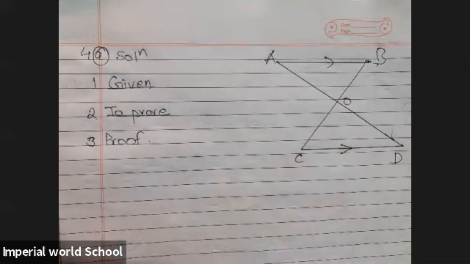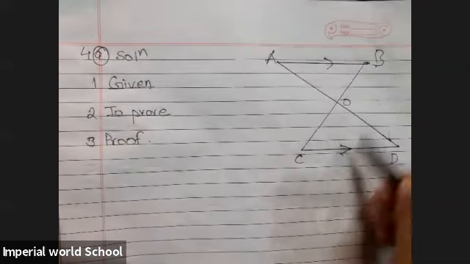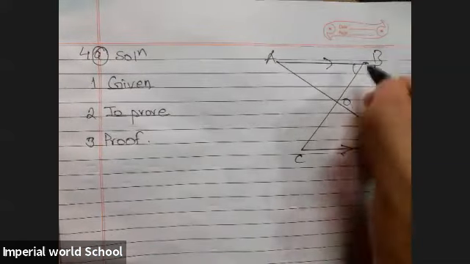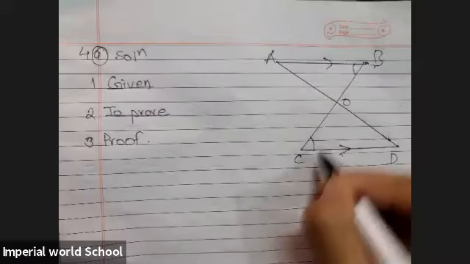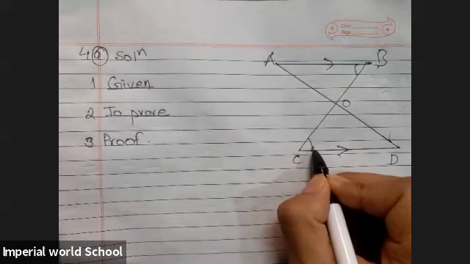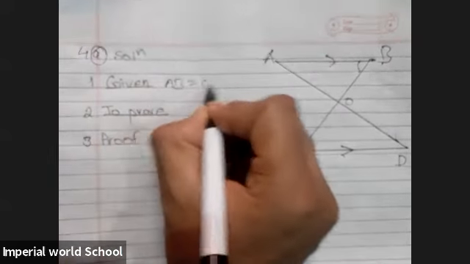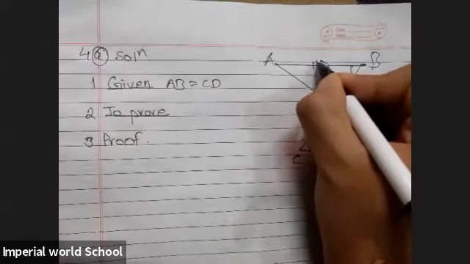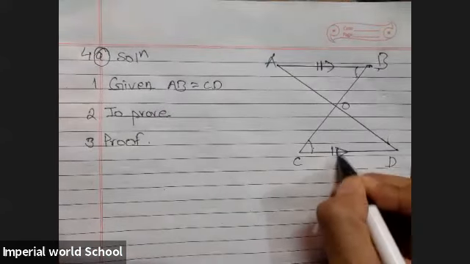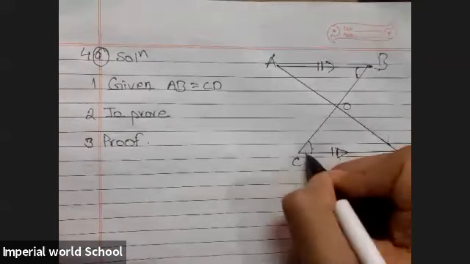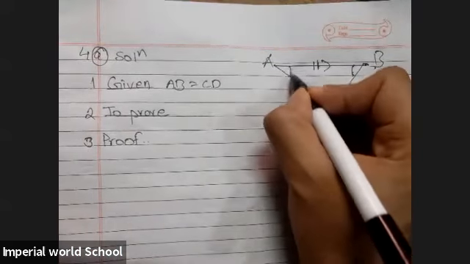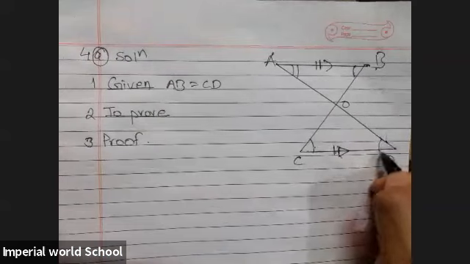Some equal pairs we can find due to this parallel line. See, this angle B, you can use your own symbol, is going to be equal to angle C, alternate angles, right? And according to the question, AB equals CD has been given. The question has only given this side. So these two sides are going to be equal. So this angle is equal and this side is equal. And again this angle and this angle are also going to be equal.